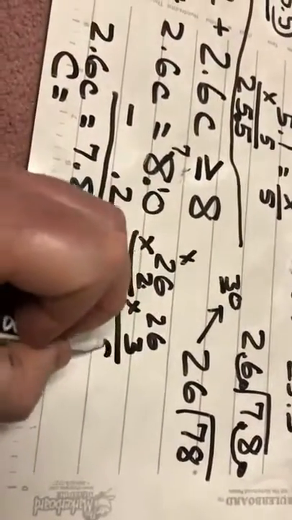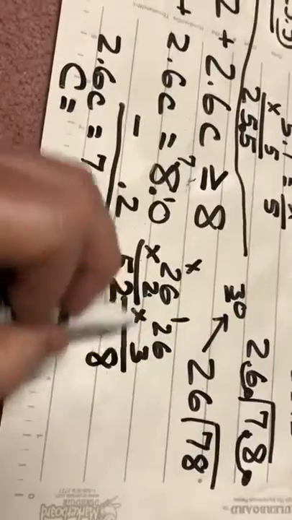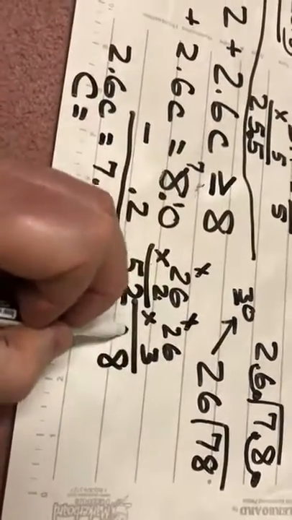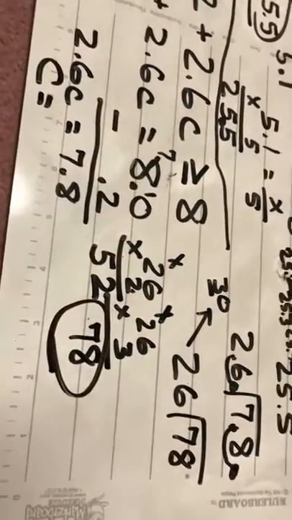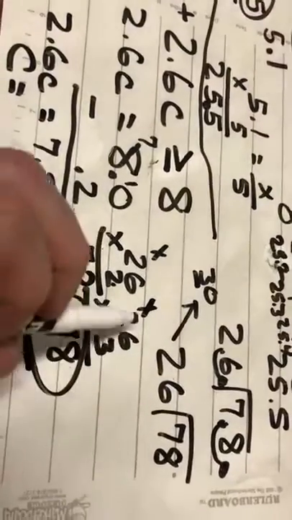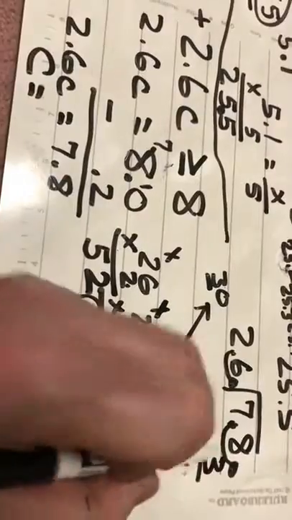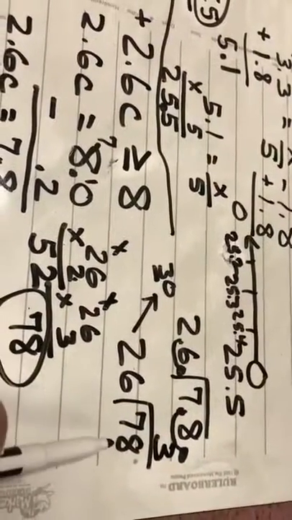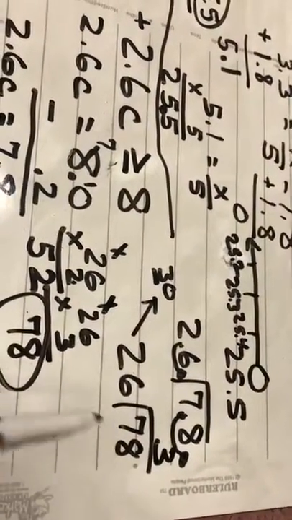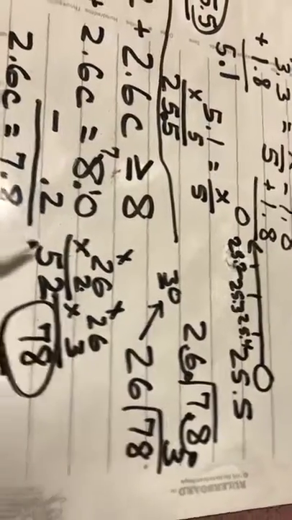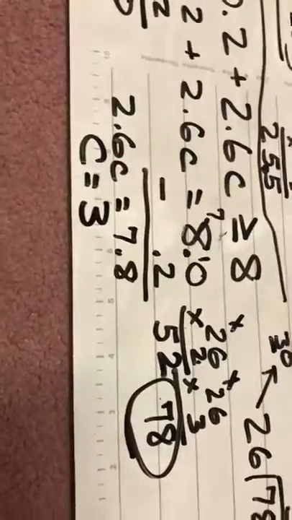3 times 6 is 18. Put the 8 down, carry the 1. 3 times 2 is 6, plus 1 is 7. Well, I'll be. That's what we like. We see that 26 times 3 is 78. 26 can go into 78 3 times. We know there's none left over because we've proved that there. 26 times 3 is 78. That tells me that c equals 3.